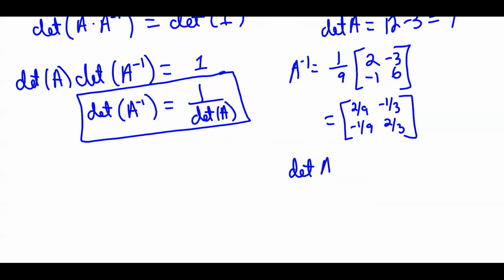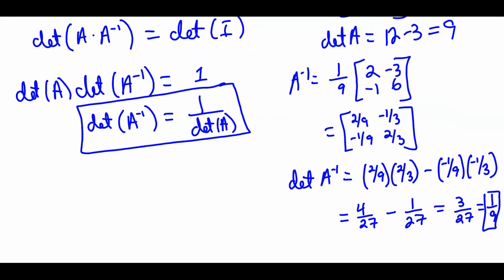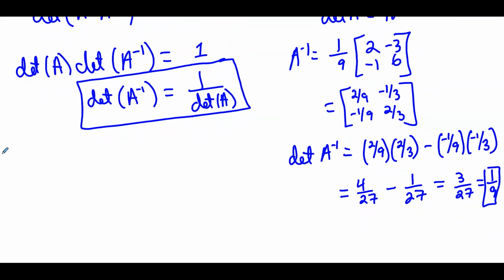Let's find the determinant of A inverse. That's 2/9 times 2/3. That's the main diagonal, minus negative 1/9 times negative 1/3. So that's 4 over 27. And I've got 3 negatives here, so it's going to be minus 1 over 27, which is 3 over 27, which is 1/9, right? And our determinant of A was 9, so the reciprocal of 9 is 1/9. So yeah, that property works as well.